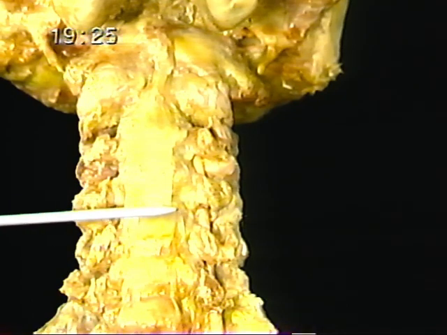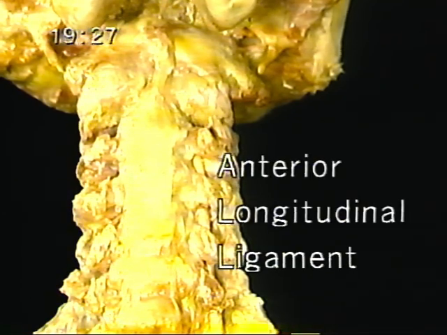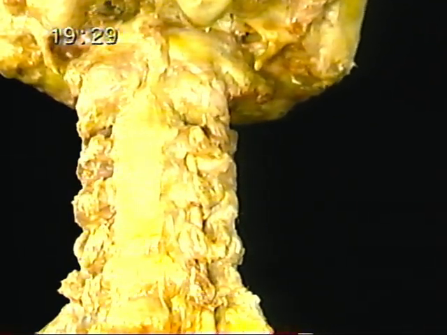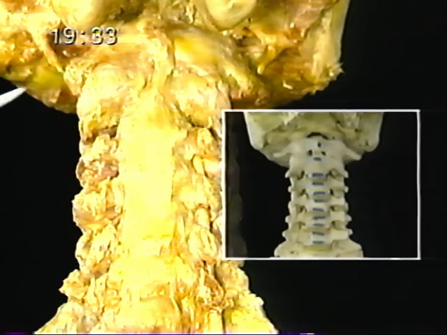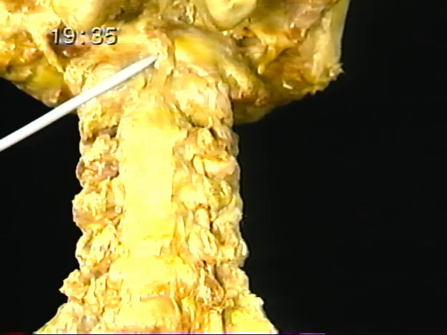This broad band is the anterior longitudinal ligament. It runs the whole length of the vertebral column, connecting the fronts of the vertebral bodies. It ends up here, at this tubercle on the arch of the atlas. The anterior longitudinal ligament is not as impressive in the neck as it is lower down.